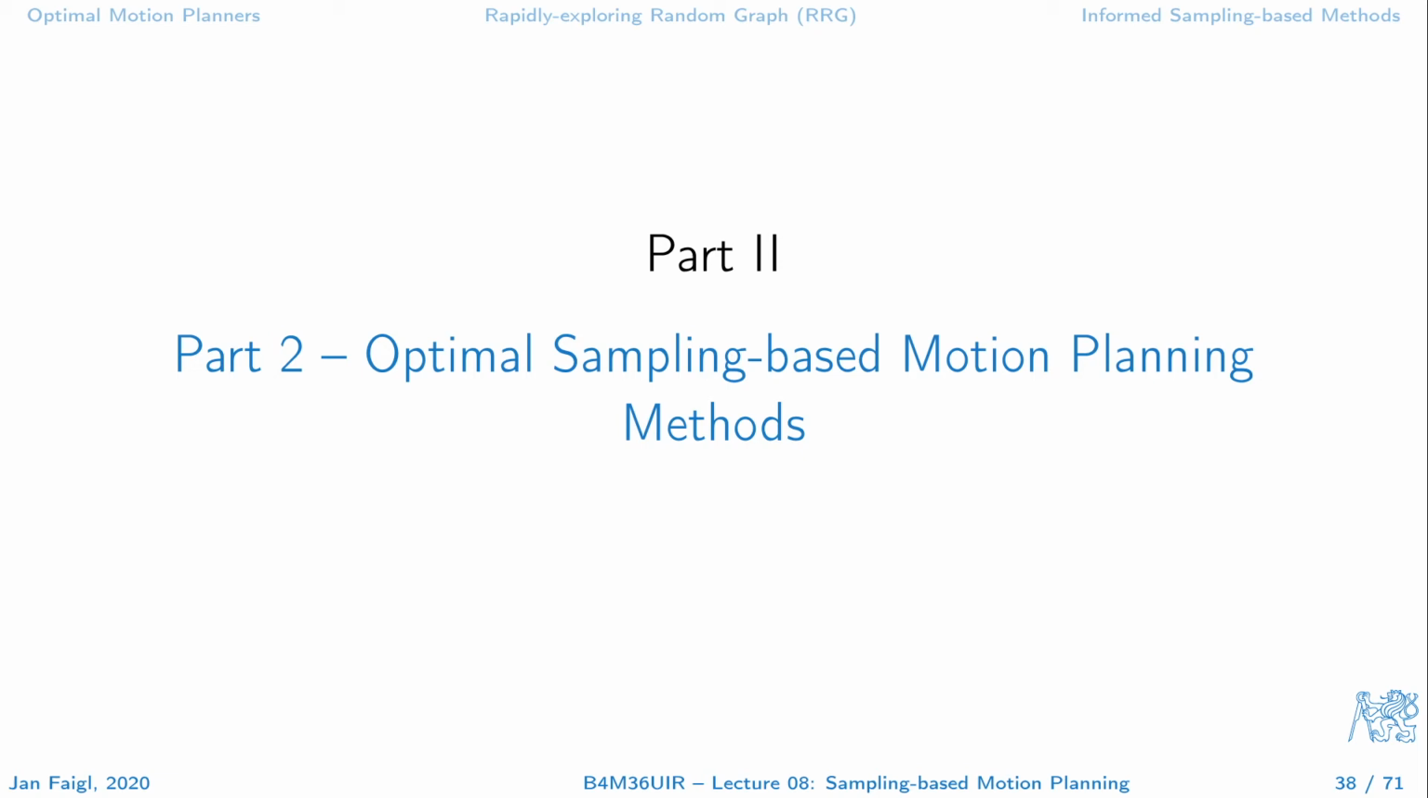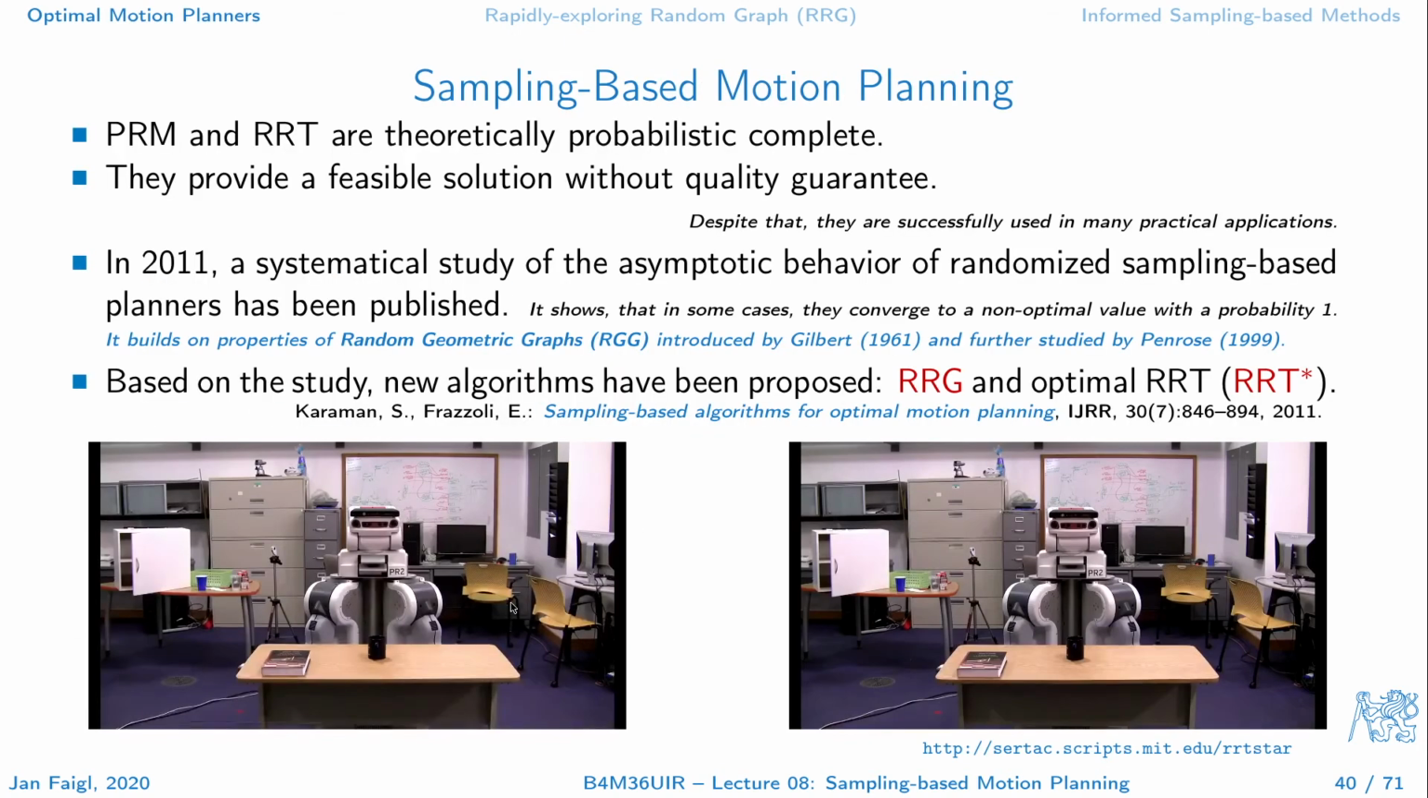We already acquired the notion of robustly optimal solution, asymptotically optimal, probabilistically complete. And now we will concentrate on optimal sampling-based motion planning methods in the sense of asymptotically optimal and probabilistically complete. So what are the optimal sampling-based motion planners? The PRM and RRT are theoretically probabilistically complete. They provide a feasible solution without quality guarantee. But despite that, they are used successfully in many practical applications.